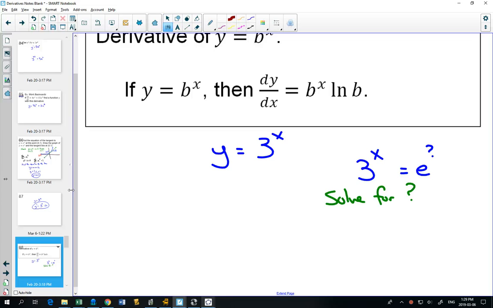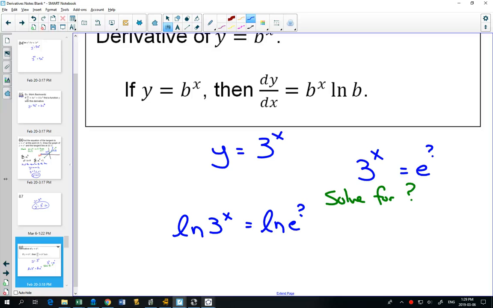If I wanted to solve for that question mark, and I had the equation 3 to the x equals e to the question mark, anytime you're solving for an exponent, you could do that by taking the log or the natural log of both sides. So I'm going to take the natural log of both sides. Why am I taking the natural log? Because I have a base of e. So if 3 to the x equals e to the question mark, then the natural log of 3 to the x would equal the natural log of e to the question mark, since they're equal.